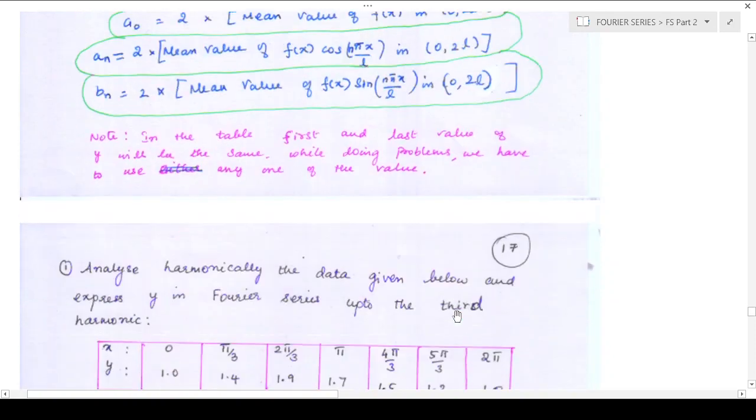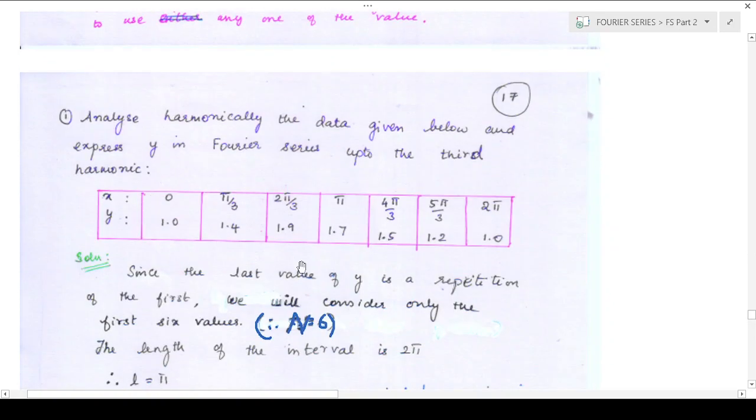Now in the table, the first and the last value will be the same. You have to omit any one value, either the first one or the last one. It is your wish, children, right? Now, first question. Analyze harmonically the data given below and express y in Fourier series up to third harmonic, right?